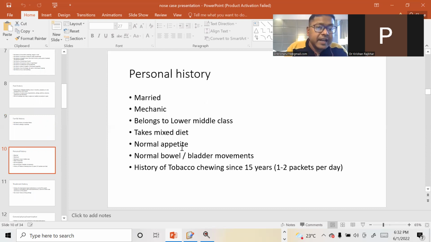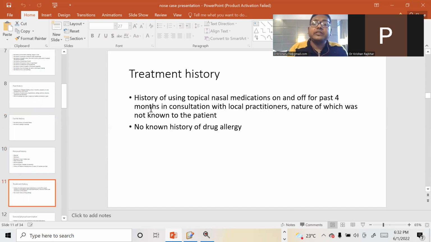Patient follows a mixed diet, the appetite is normal, the bowel and bladder movements are normal. There is history of tobacco chewing since 15 years, 1 to 2 packets per day. So this is significant. It points towards malignancy also. Treatment history of using topical nasal medications on and off for the past 4 months in consultation with a local practitioner, the nature of which was not known to the patient. No known history of drug allergy.